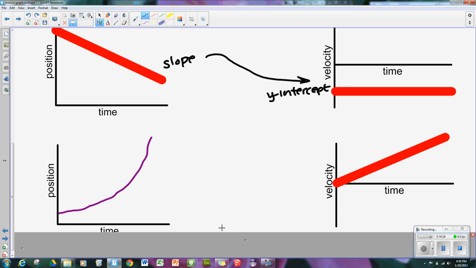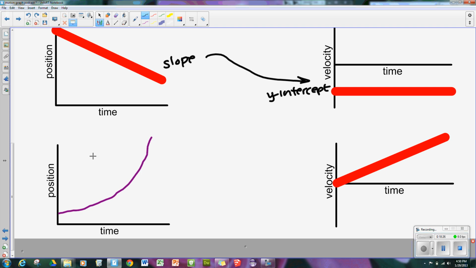And if we have a curve on position time, and this curve goes from slow to fast, so the velocity is increasing if we think about the slope of the tangent line in the various parts of the graph, then the velocity will be increasing, coming farther away from 0, and will be a diagonal. And that is how you interpret position time graphs.